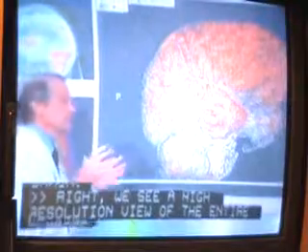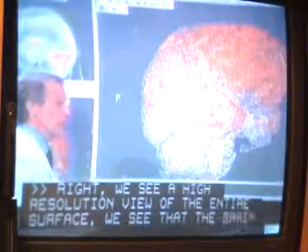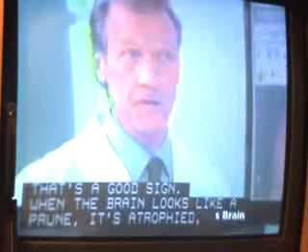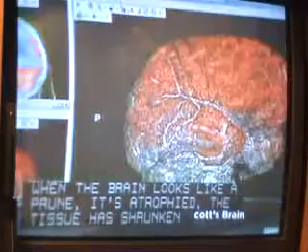Now we see that the brain appears not to be excessively wrinkled or furrowed. That's a good sign, because when the brain looks like a prune, it's atrophied. The tissue has shrunken and melted away, possibly as a result of the injury or some other process. The brain tissue looks good.